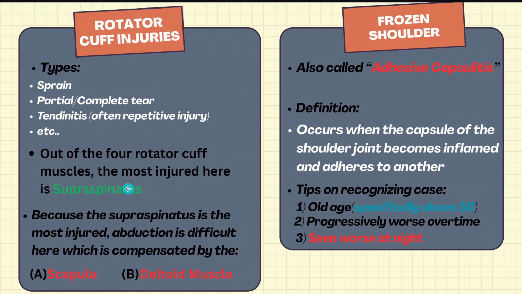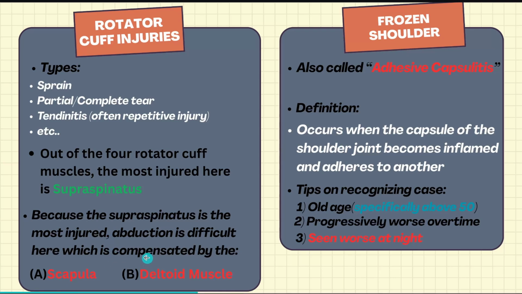Okay, now we have rotator cuff injuries and frozen shoulder. Rotator cuff injuries can have multiple types, but the types that we took are sprain, partial or complete tear, and tendinitis. Out of the 4 rotator cuff muscles, we have supraspinatus, infraspinatus, teres minor, and subscapularis. The one that is the most injured, as I wrote here, is the supraspinatus.